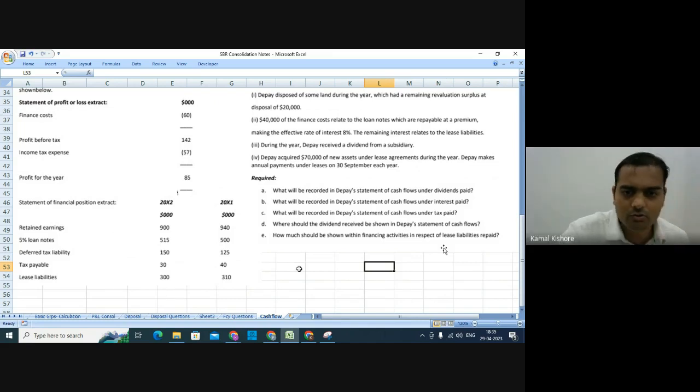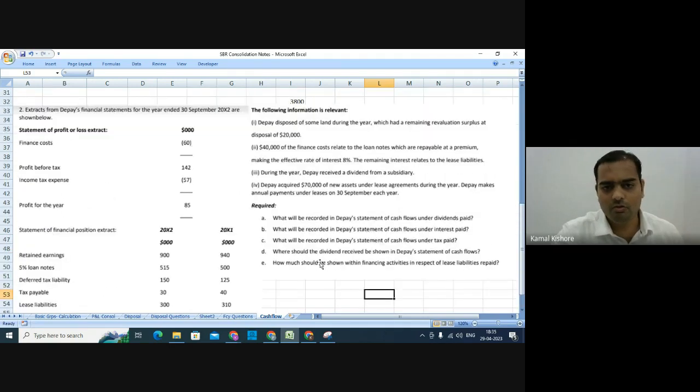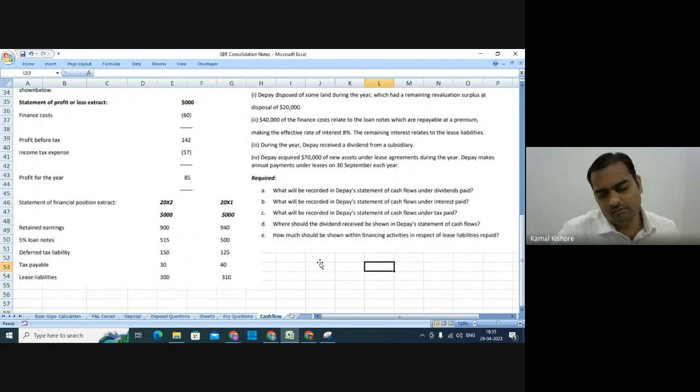Right? Okay, so that is the impact of that interest payment. Okay, this disposal of some land which had a remaining revaluation surplus, I think there is no question relating to that, which is okay. That is fine.